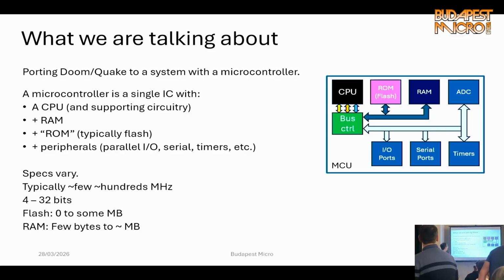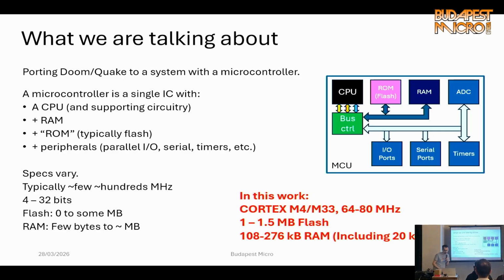The specifications may vary, but in my work I'm talking about the Cortex M4 or M33 between 64 and 80 megahertz, unless I overclock later. They have between 1 and 1.5 megabyte of flash and 108 or 276 kilobyte RAM, including 20 kilobyte for the radio, because these are radio system on a chip.